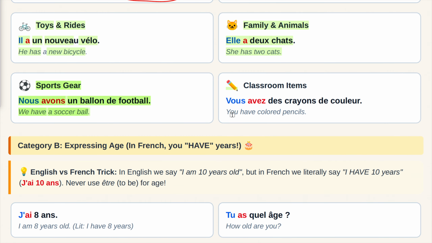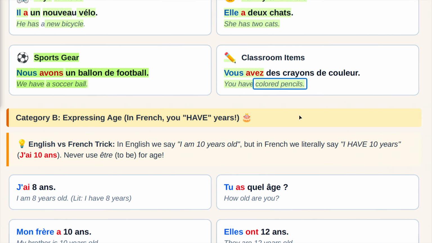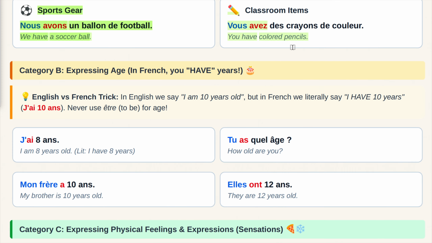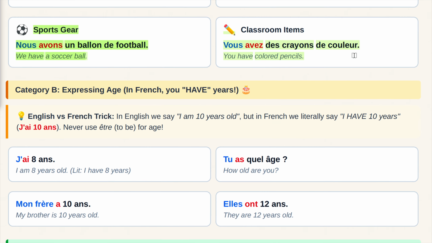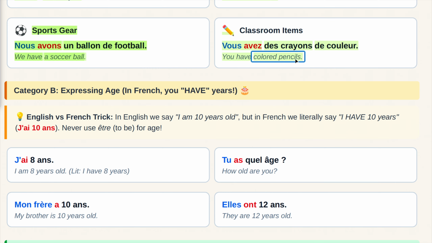Next is your classroom items. For example, you are saying you have. "You have" is nothing but vous avez. You have colored pencils. So colored pencils is nothing but des crayons. Crayon means pencil. Crayon de couleur means colored pencils. D'accord? Vous avez des crayons de couleur. You have colored pencils. D'accord?